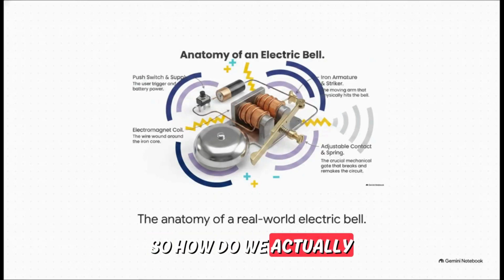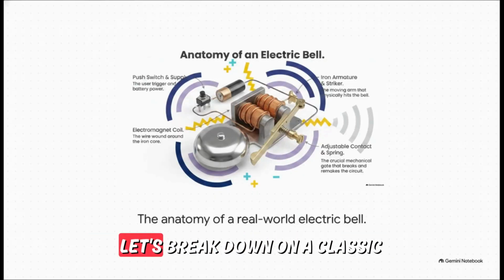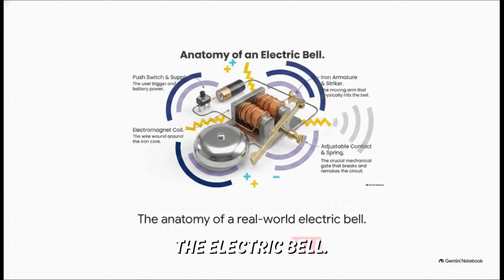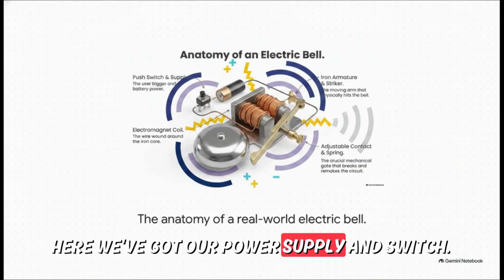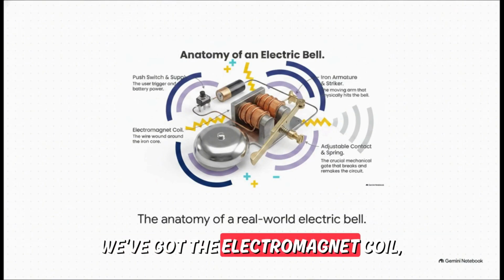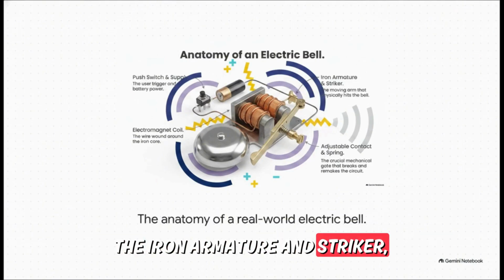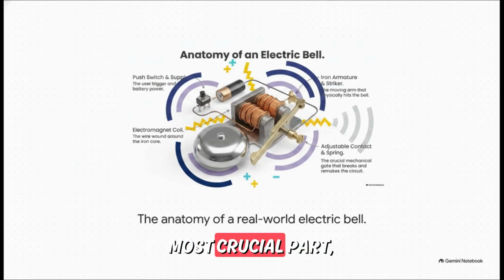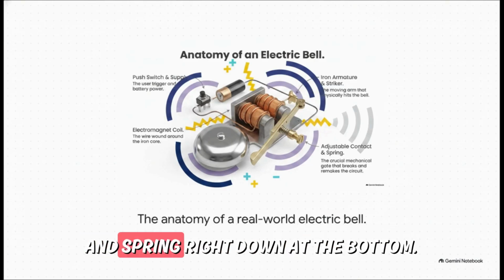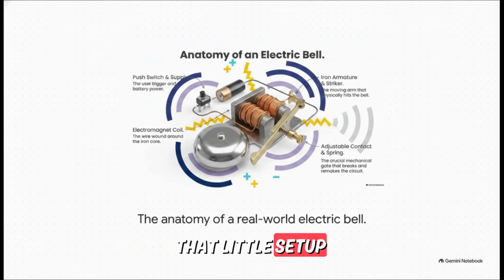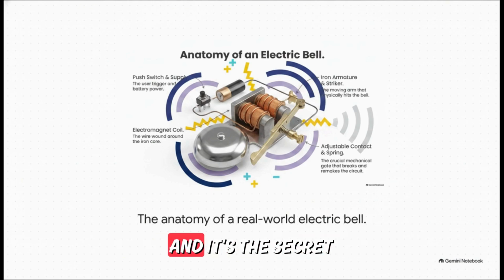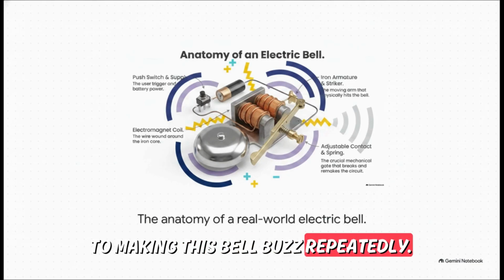Okay, so how do we actually use that control in the real world? Let's break down a classic piece of tech, the electric bell. Here we've got our power supply and switch, we've got the electromagnet coil, the iron armature and striker, and this is the absolute most crucial part, the adjustable contact and spring right down at the bottom. That little setup right there is a mechanical gate, and it's the secret to making this bell buzz repeatedly.